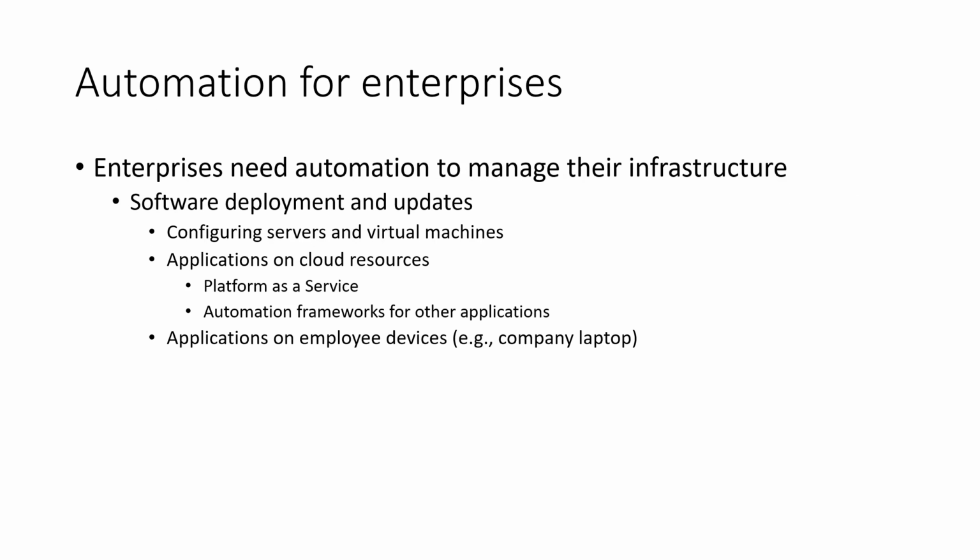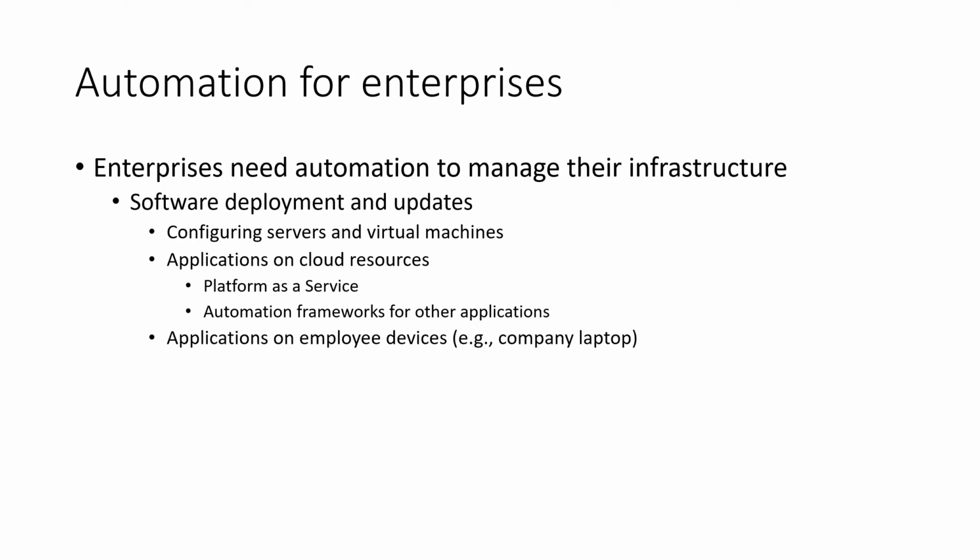Enterprises also benefit from automation, and they need automation to manage their infrastructure. One example is software deployment and updates. Enterprises need software to configure servers and virtual machines that they own. And they might need automation software to control the applications that they run on cloud resources. If they use a public cloud, they will need some infrastructure to manage their VMs. And if they use platform as a service, then the platform will provide some of the automation for them.